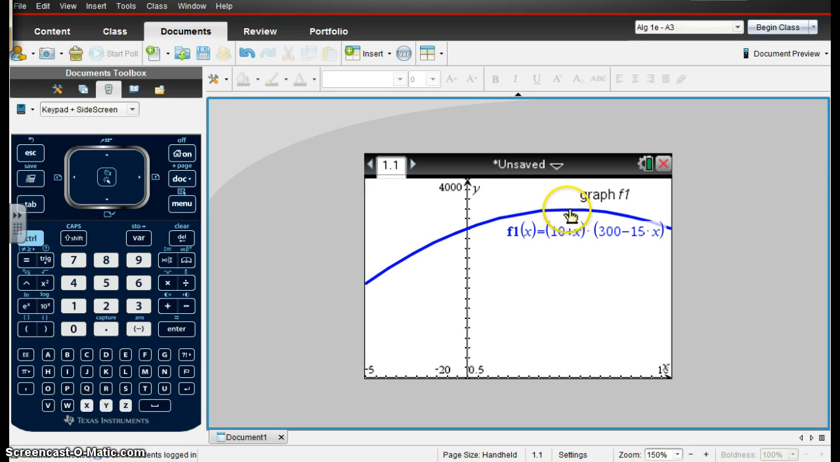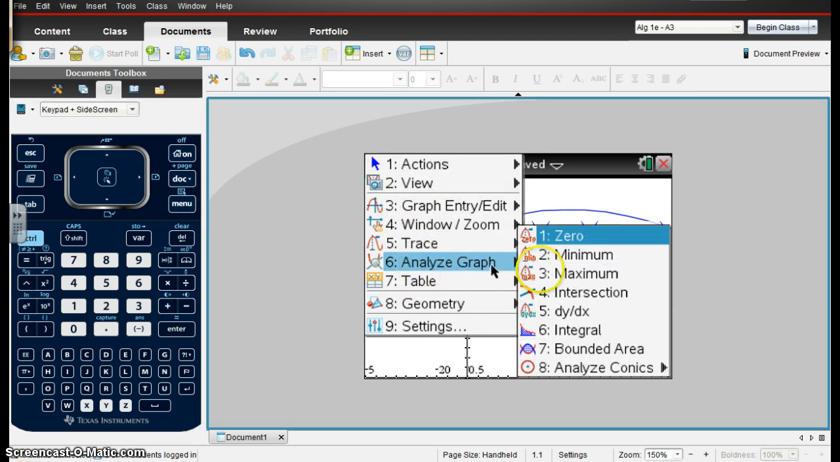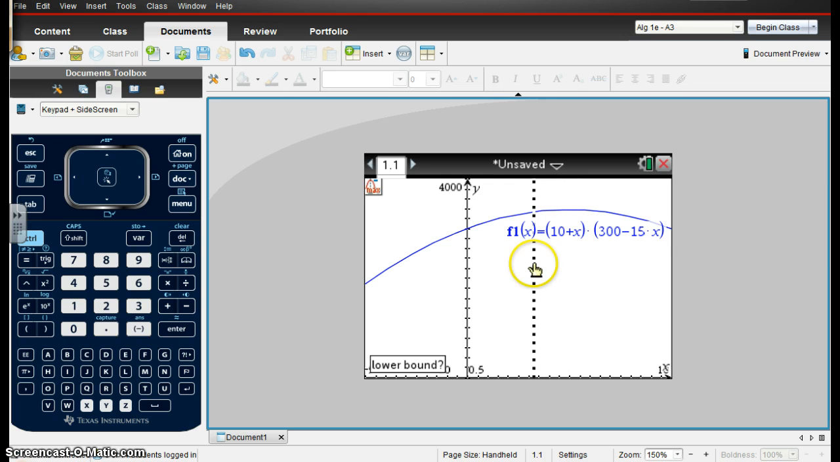And I wonder what this maximum is going to be. So I can actually, don't tell anybody, analyze that by using analyze graph. And sure enough, the maximum tells us the x-coordinate at that max. I'm going to move that up so you guys can see it. The x-coordinate is 5, and the maximum income is 3.38 times 10 to the third, which is 3375. So I hope this helps you do your homework, and please let me know if you have questions.